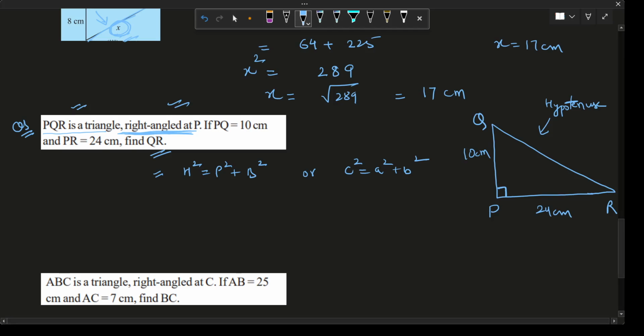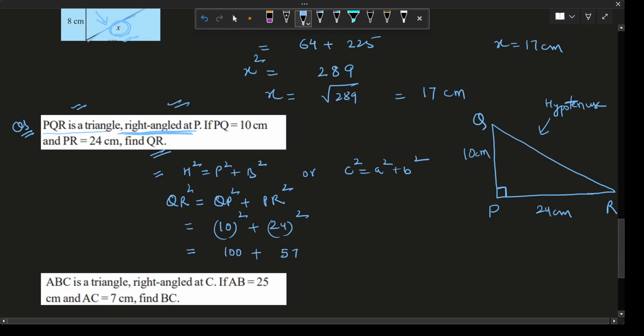That is why I follow this one only. Now hypotenuse क्या है मेरा? QR square, perpendicular QP square, and base is PR square. Let's put the values. QP 10 है and PR is 24. Square you remember I hope for 24 या नहीं? It's 576. Okay, so QR square.